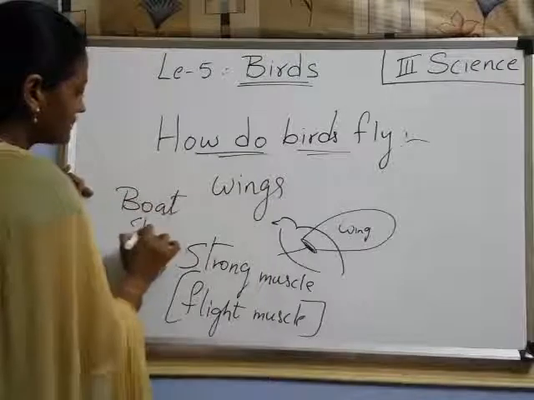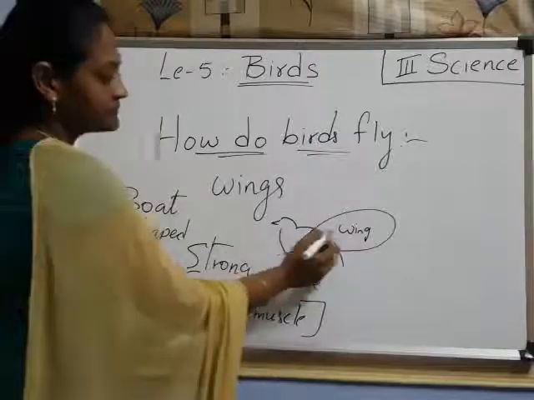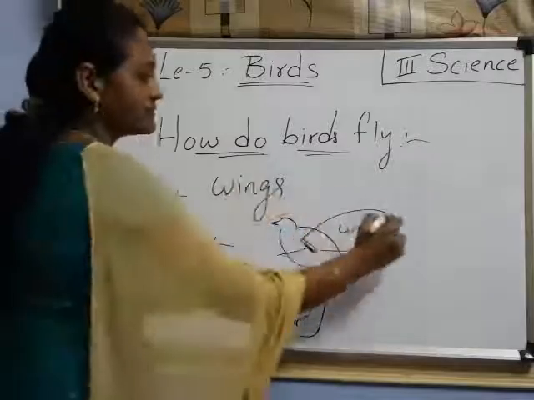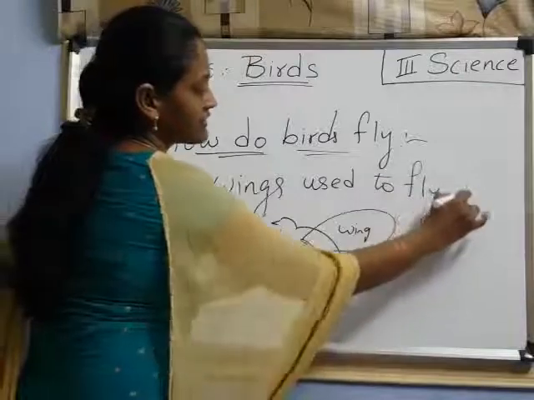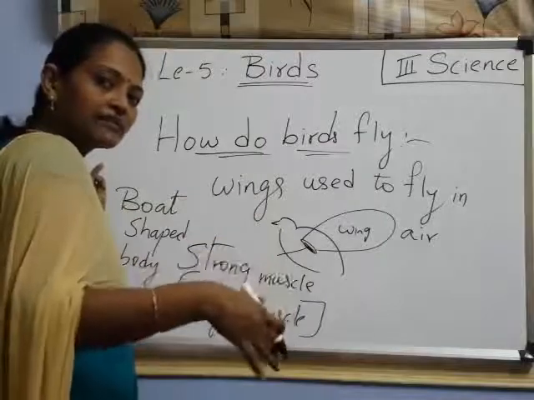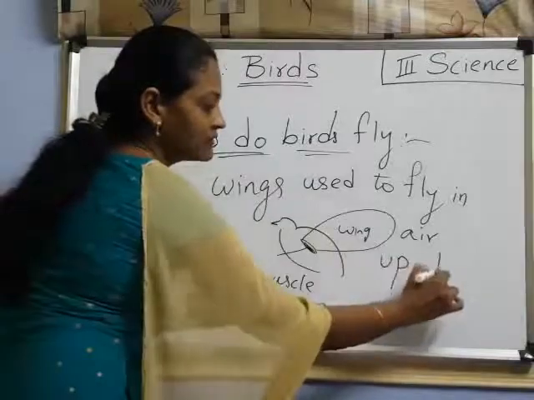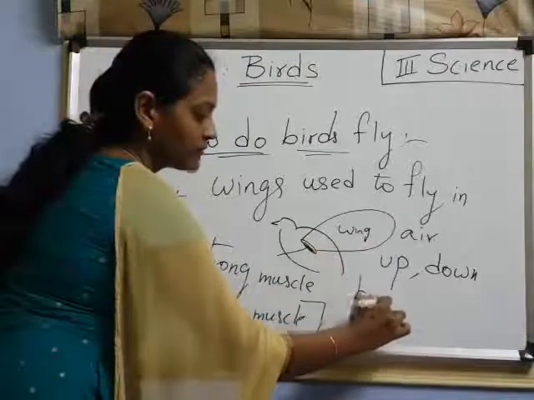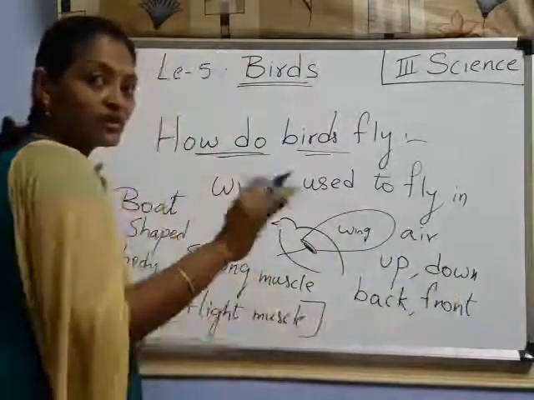Boat shaped body. Right? And also having 2 wings. And these wings are used to fly. Right? Wings are used to fly in the air. Isn't it, children? How are they flying? Tell me. The wings move up and down. Isn't it? The movements are up and down and also backward and forward. Back and front. Understood, children? These are the movements shown by the wing.